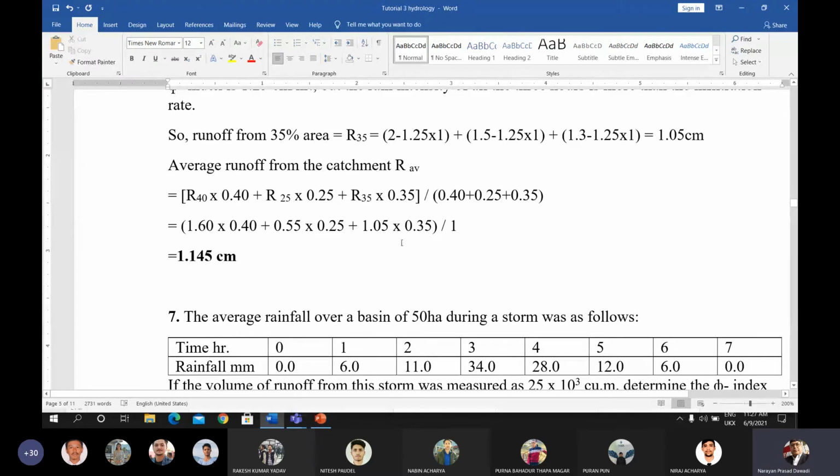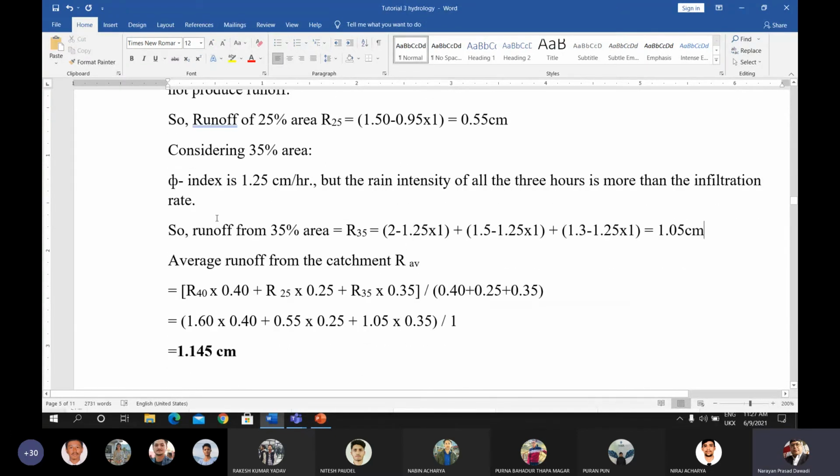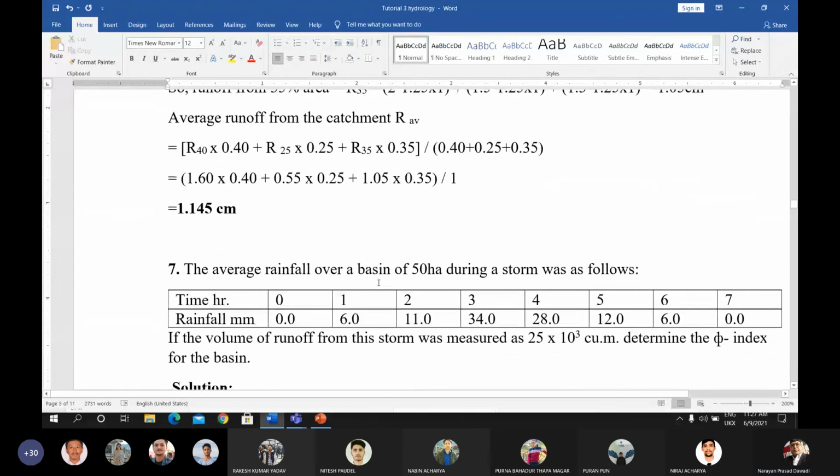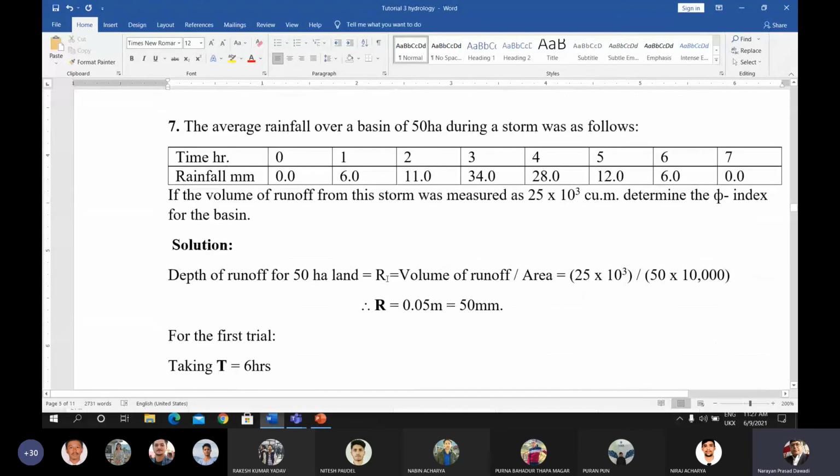Okay, you can find the average depth of runoff from the catchment. Now, for question number 7, look at the question. The average rainfall over a basin of 50 hectare during a storm was as follows. This is the 50 hectare.